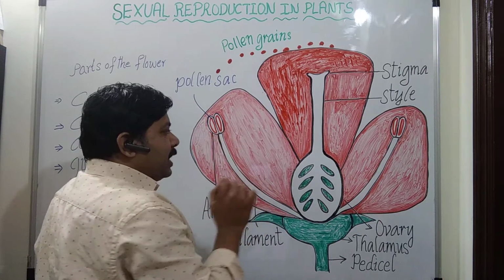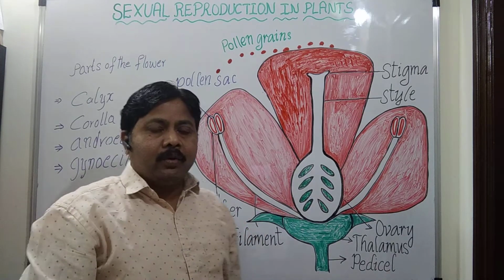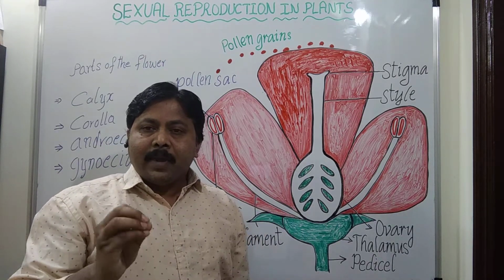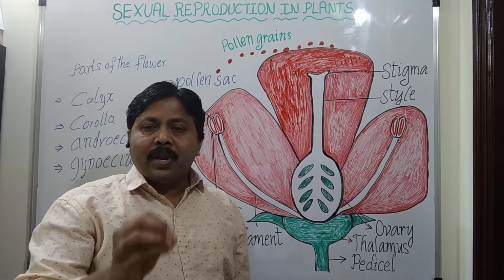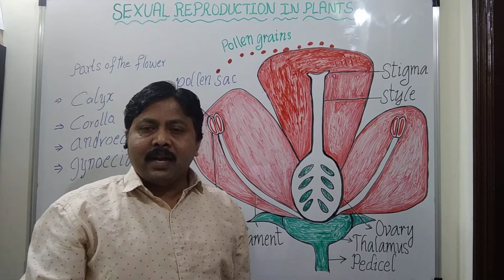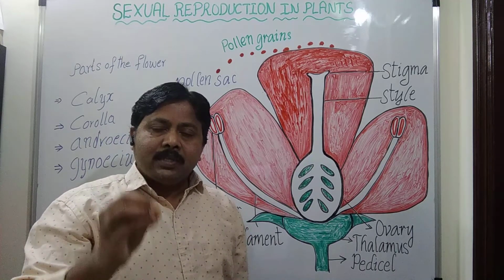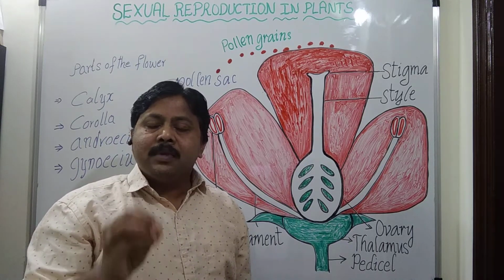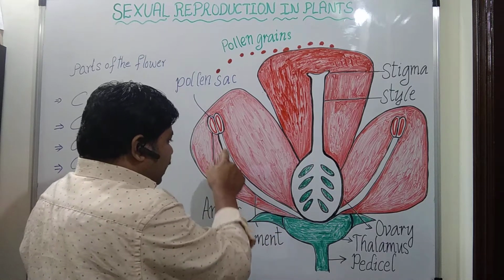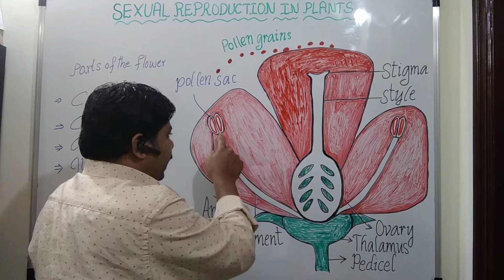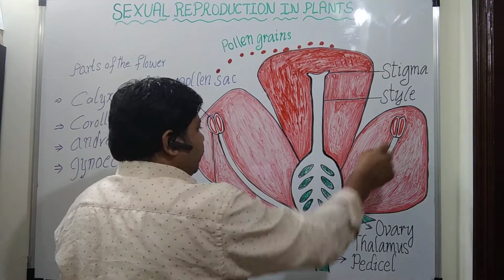So what is the importance of the anther? Already I told you, the anther is the male part in the flower. Anther produces pollen grains. Pollen grains form the male gametes. Okay, it is the male part, the androecium.